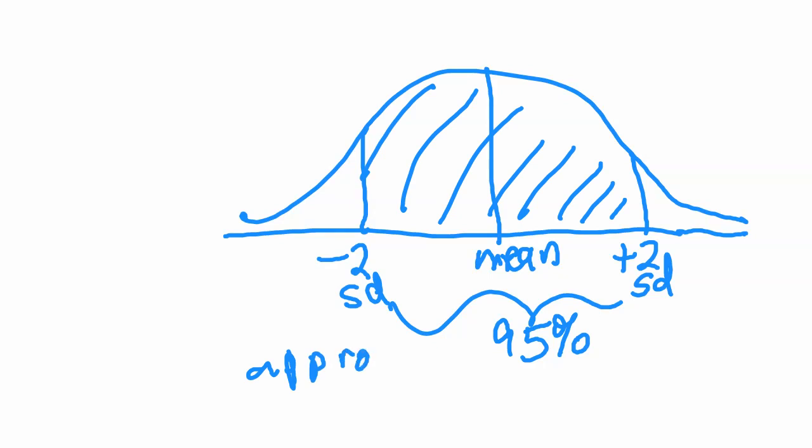So I'll just say approximately 95% of the data is between -2 and +2. And then if we do -3 and +3, usually there's nothing way out there. So the most that you see is usually -3 and +3. There's hardly anything at the tails.